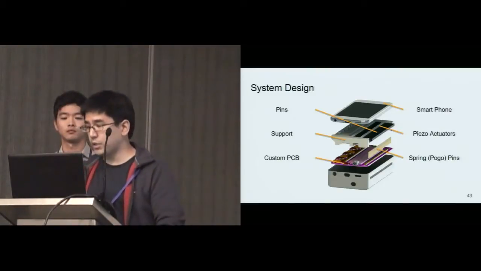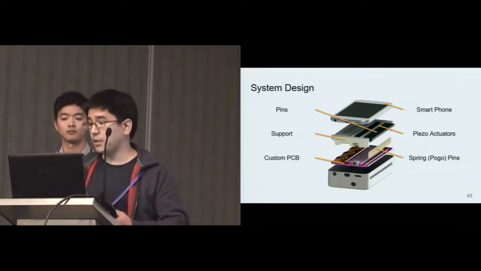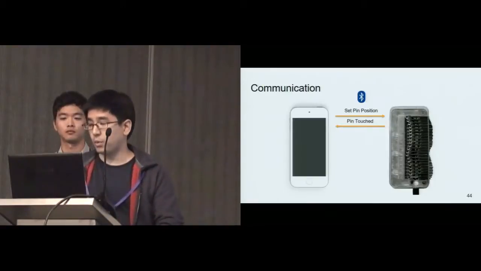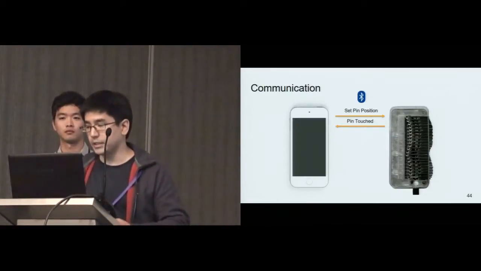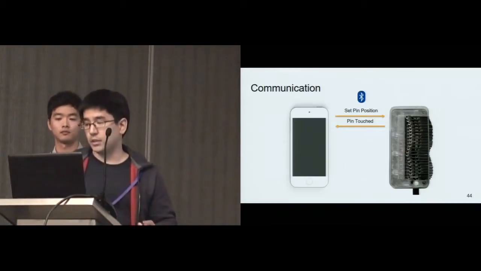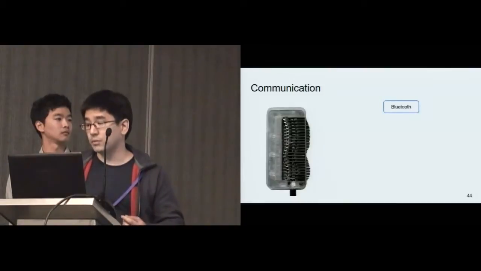In the system, we need to have a smartphone to work with the device. We have a piezo actuator, and we need a support to hold the actuators. We also have a custom PCB that we designed underneath the support, and spring pins are attached between the board and the pins, and all of them are packed into a case. So the smartphone calculates and tells you where the pin should move to, and the device tells the phone whether each pin is touched, and this is communicated via Bluetooth.